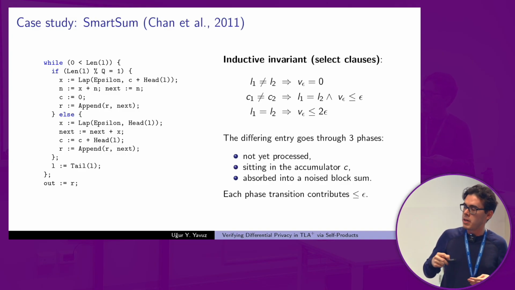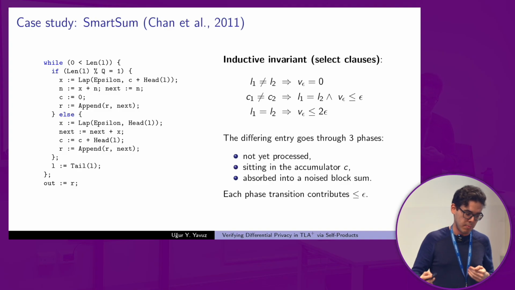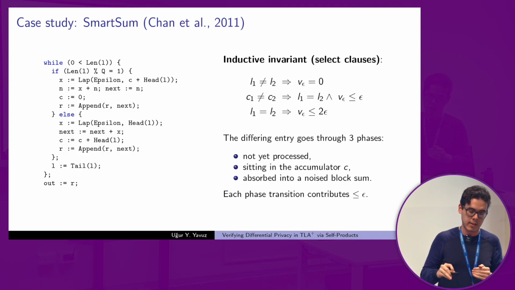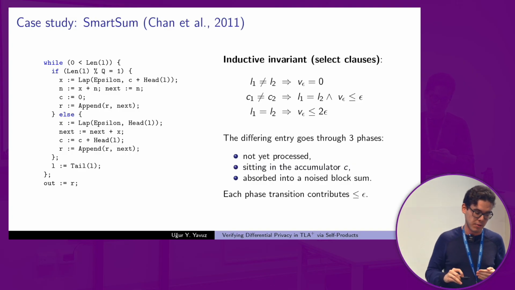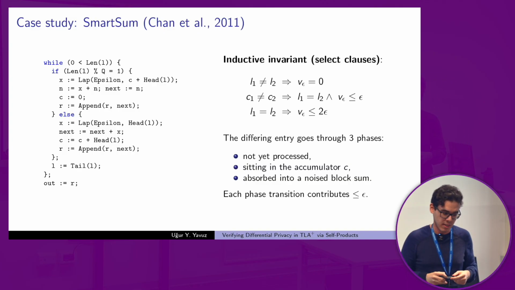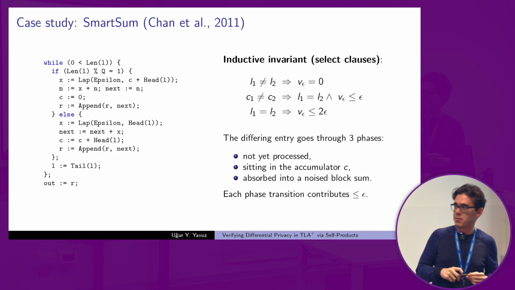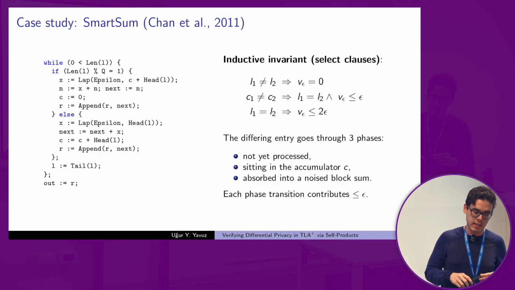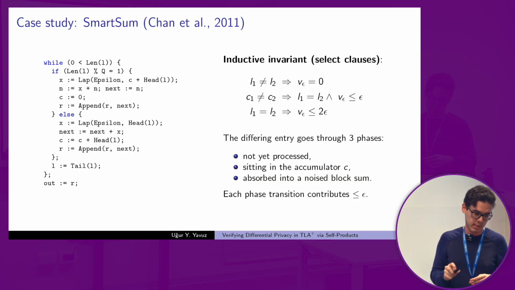And then at block boundaries, which is the if case here, we noise the entire block sum instead and use that as the new anchor point for subsequent elements. The trick is that each individual element's noise within a block gets effectively replaced by a single block sum at the boundary when q is reached. That's what gives SmartSum its tighter privacy bound. On the right is part of the inductive invariant we identified that we maintain on the self-product. In fact, it's just a select few of the clauses, the more interesting ones.